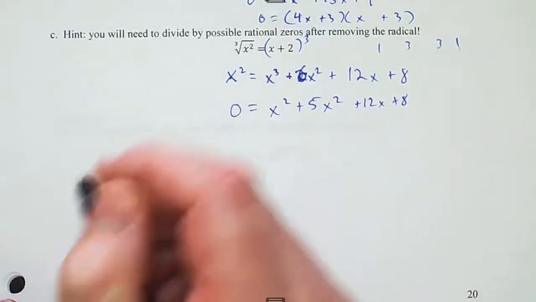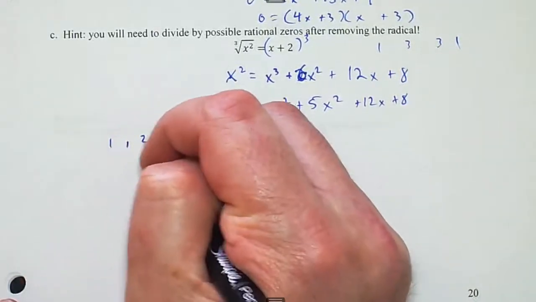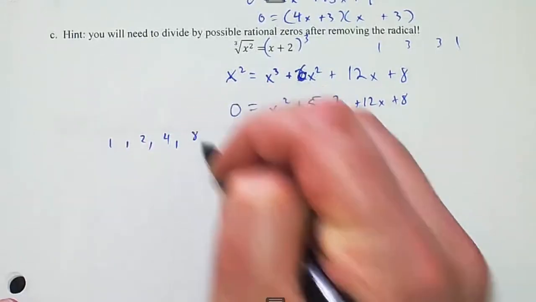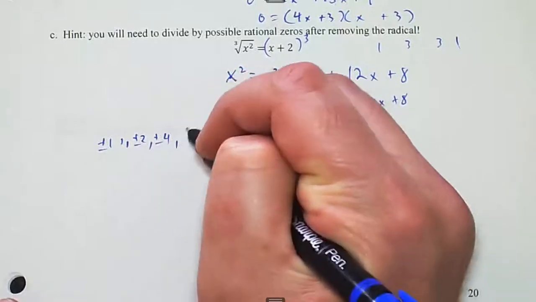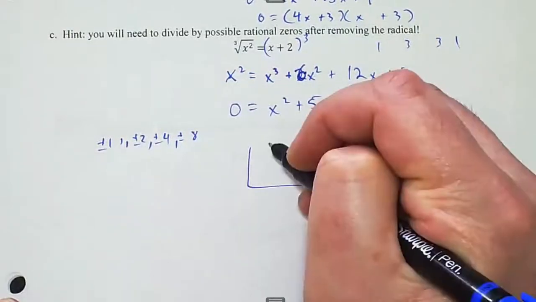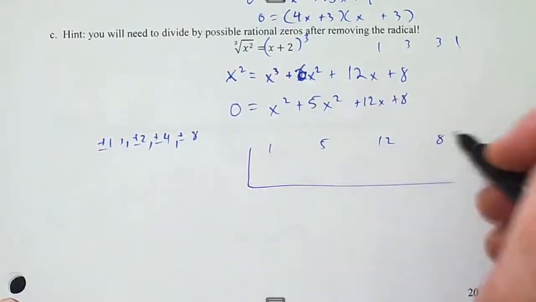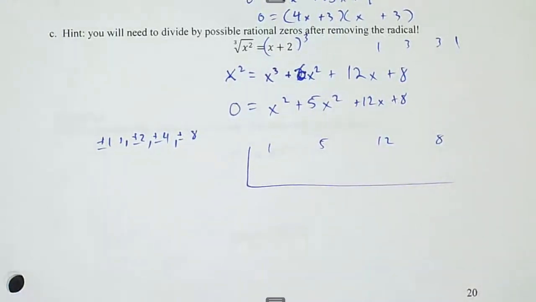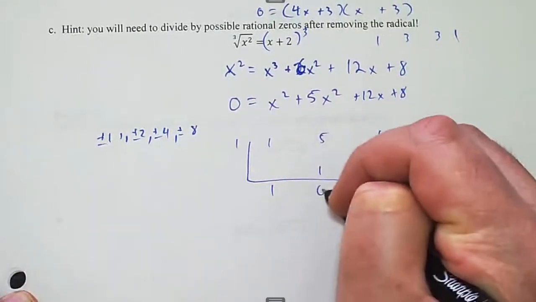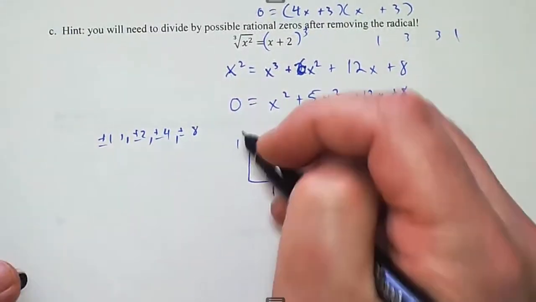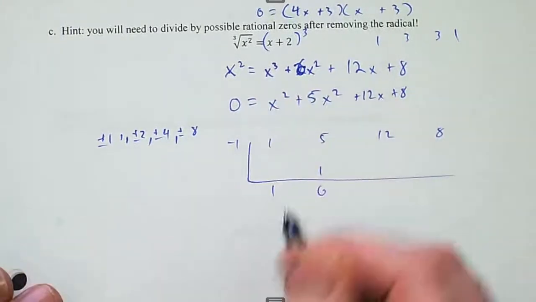The possible rational zeros here are 1, 2, 4, and 8, but it could also be negative. So let's synthetic divide. I always like to start with 1 or negative 1, so let's try 1. I got a bad feeling about this. All right, I'm going to stop right there. Let's try negative 1.